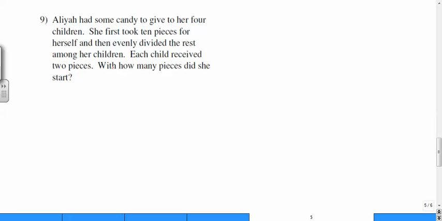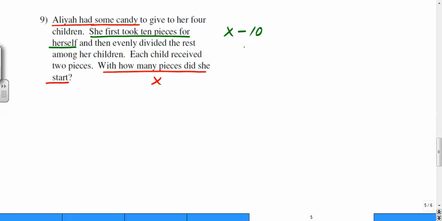Okay, so how many pieces did she start with, right? With how many pieces did she start? And we can call that, I don't know, X, C, Y, W. You can say, okay, the number of pieces that Alaya had, right? That's some candy thing. Let's call it X. Okay. So what is the problem telling me? That she first took 10 pieces, 10 candies for herself. How can I write that? Well, I'm going to say X, 10 less of that, right?